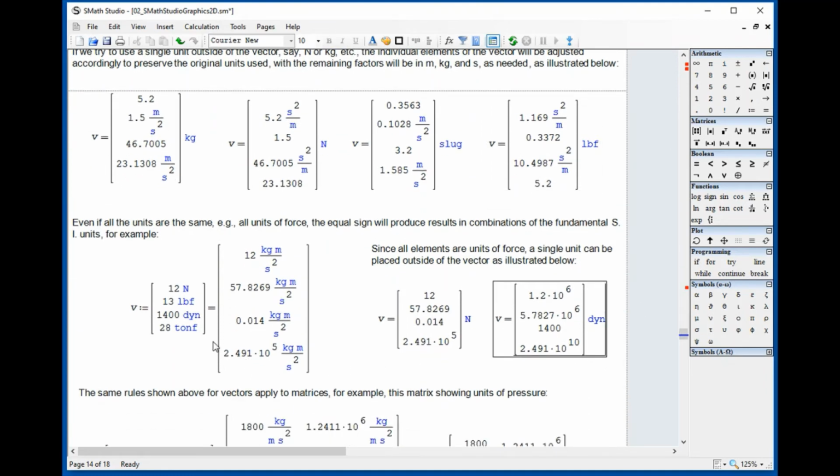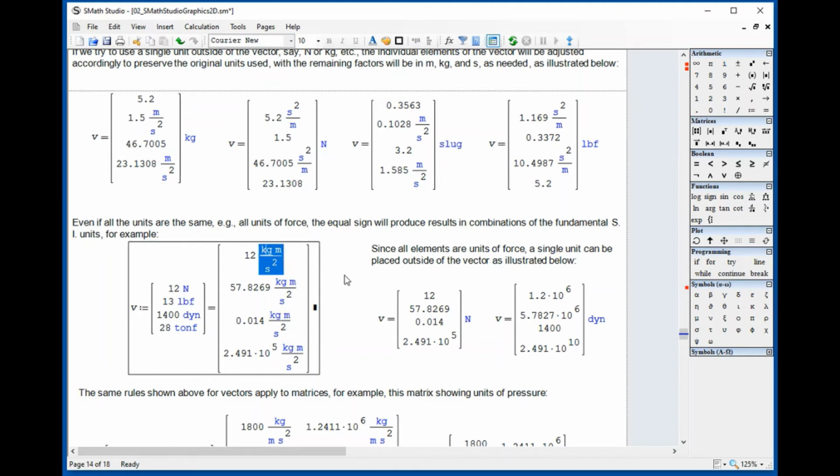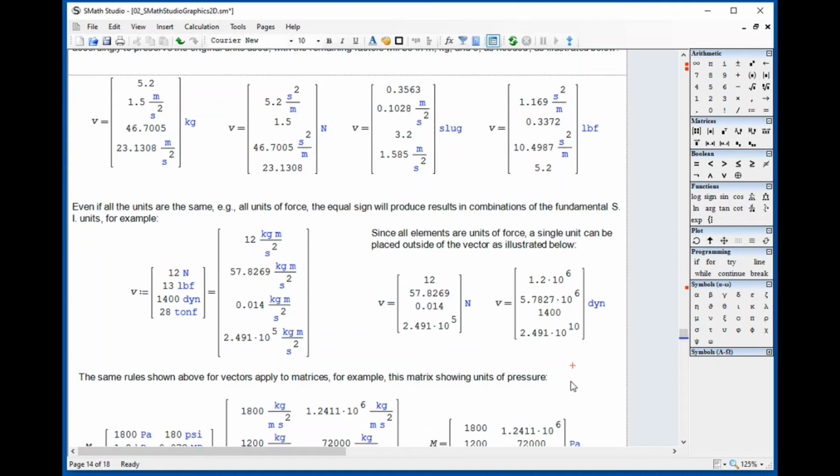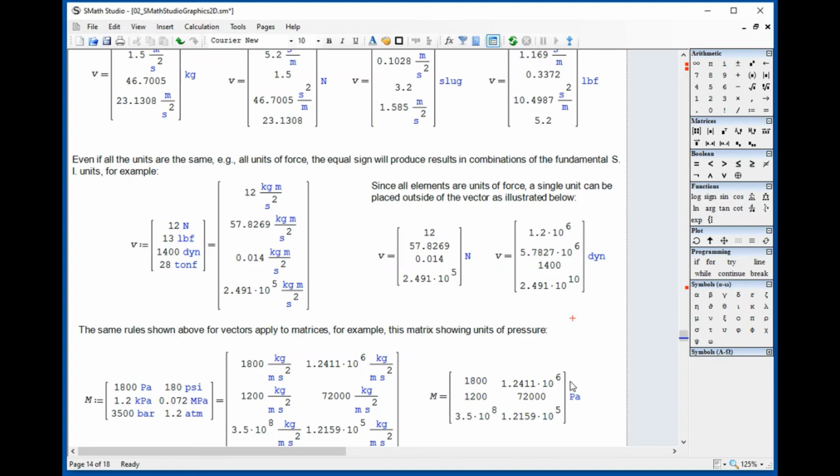Let's see, if all of the elements have the same dimensions, like here would all have dimensions of forces: Newton, pound force, dynes, and ton force. Of course, when you make equal to, you get the basic units of the English system. But you could extract as a common unit one of the particular units of forces, like newtons in this case, or dynes in this case, and you get vectors of numbers without any unit attached to it, except for the one that's outside.